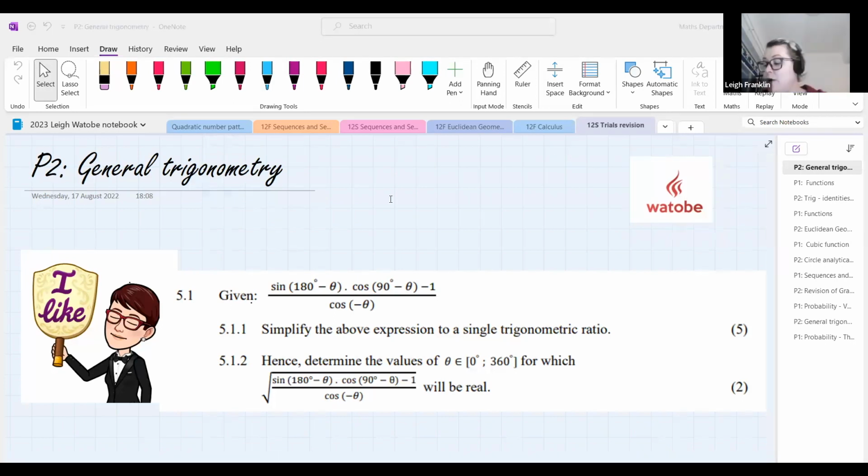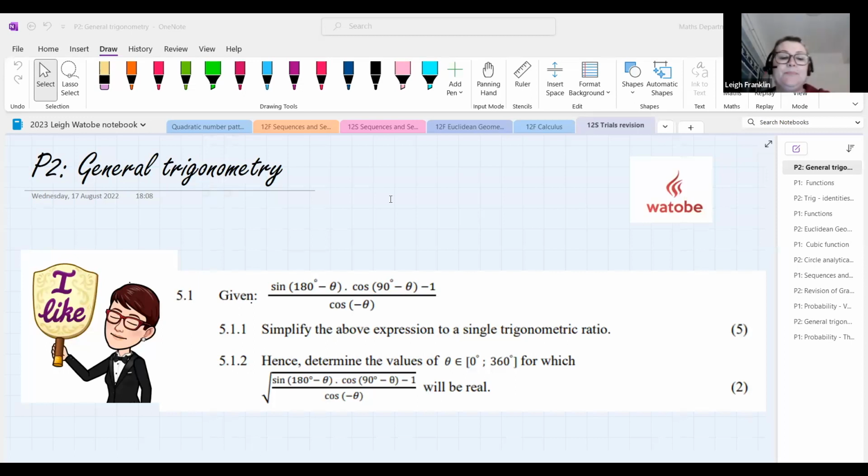We'll just have to see how this goes. What I've done this evening is I've chosen some questions that are also going to be a little bit more challenging. All right, maybe not the first question, but the second question. So if we look at question 5.1, question 5.1.1 would be easier, and then question 5.1.2 is going to be a little bit more difficult.